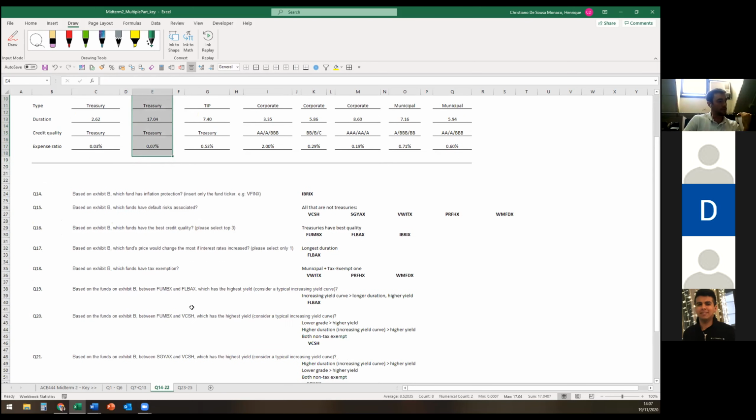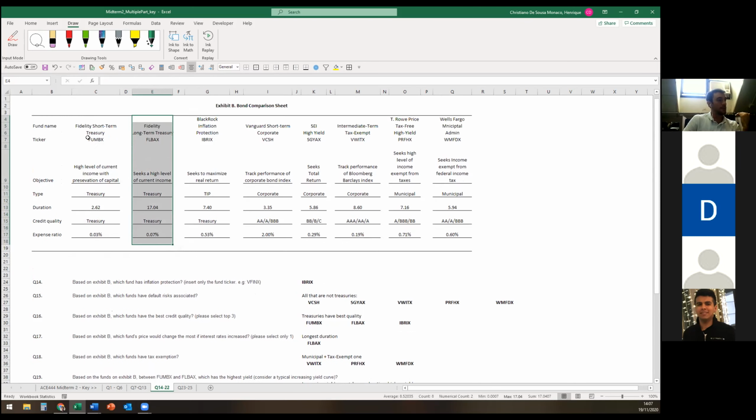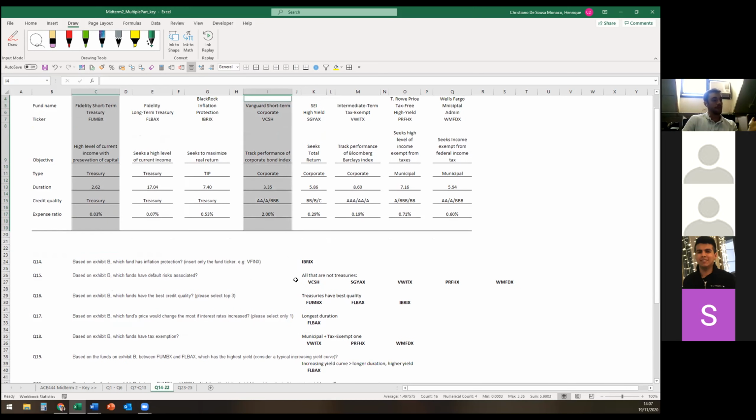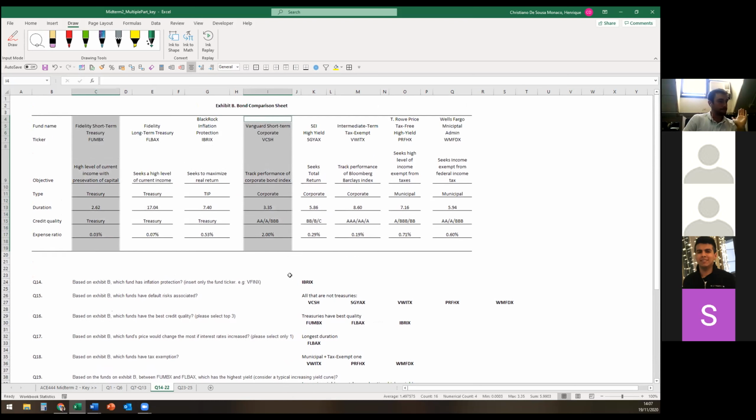Now, same question: which one has the highest yield between this one and this one over here? Now we have to look at different things, right? Credit quality: this one has a higher quality, so you would expect a lower yield on the first one. Now, both of them are taxable and neither offers inflation protection, so the same.